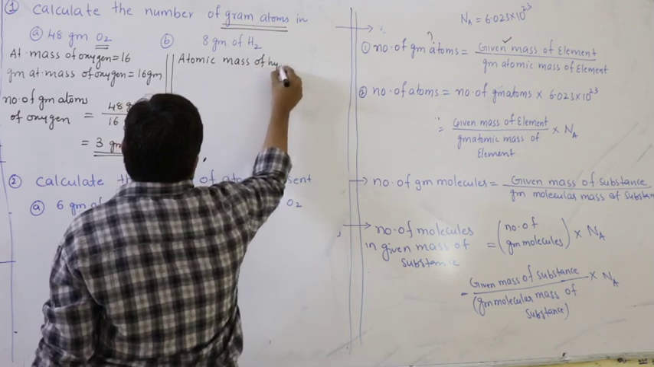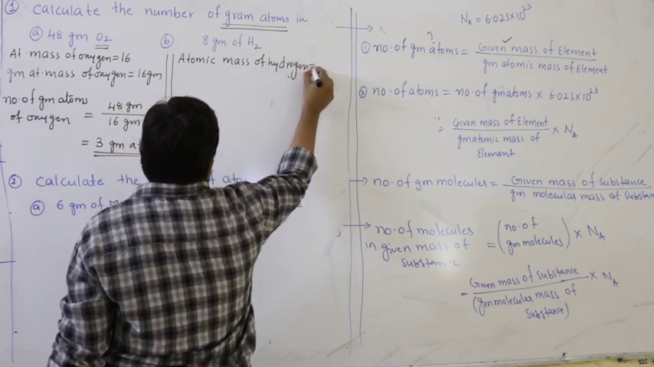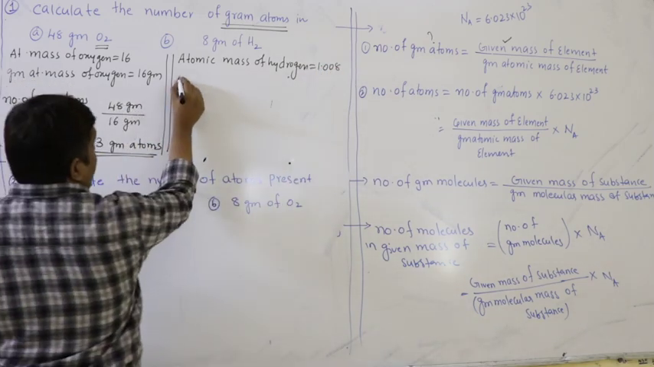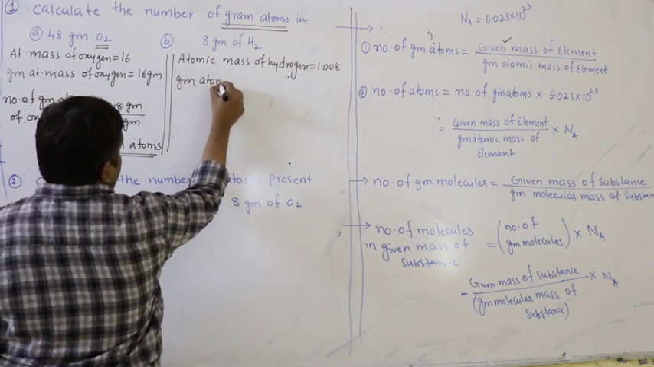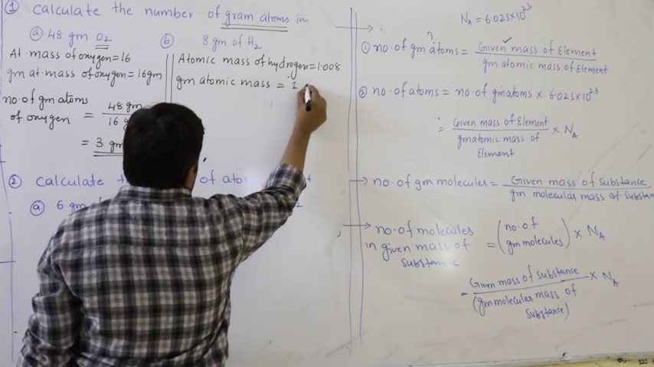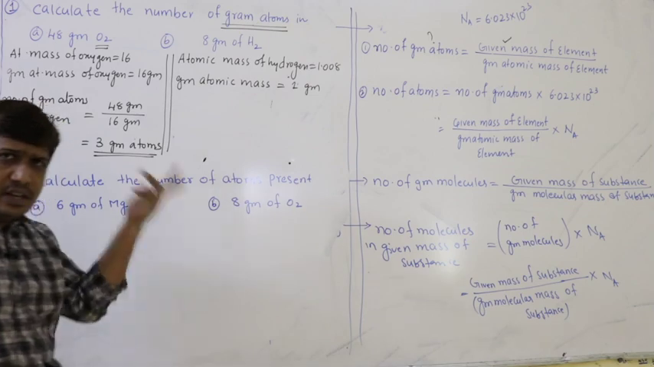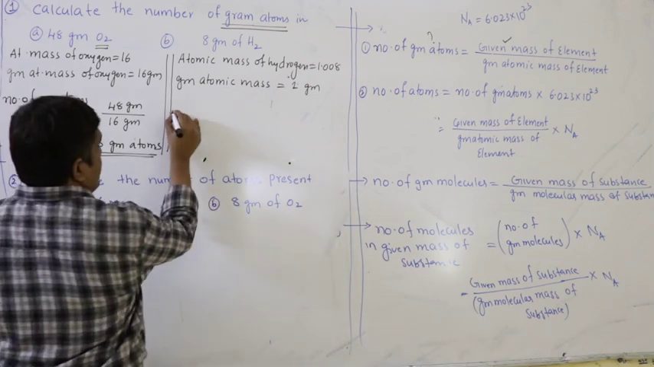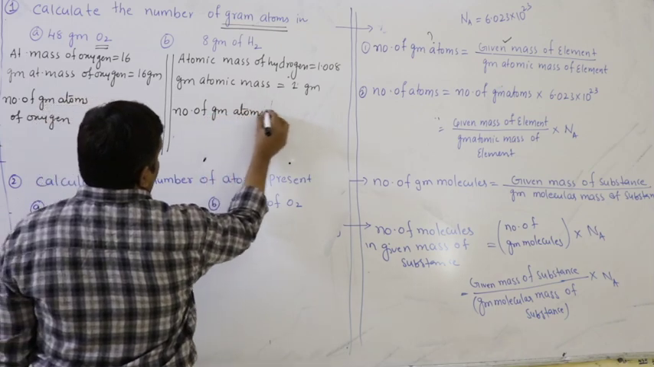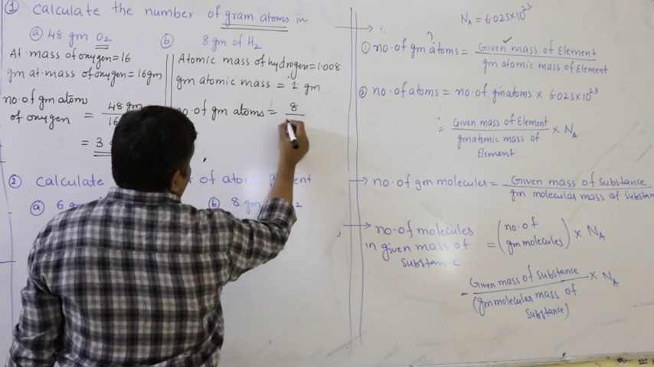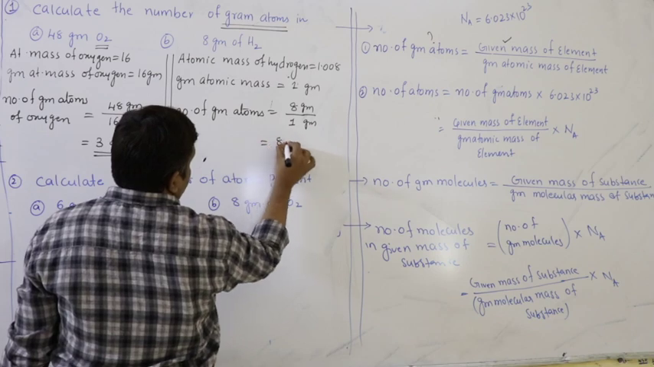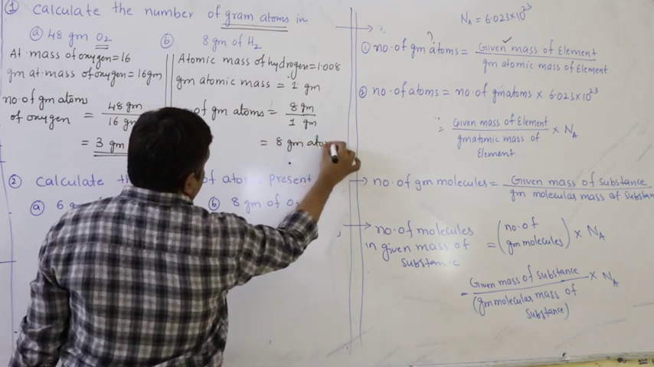Atomic mass of hydrogen is equal to what? 1.008, approximately we take it as 1. We require gram atomic mass of hydrogen, which is equal to 1. I am taking approximately 1 gram, expressing in grams to cancel the units. Next, number of gram atoms, given mass. What is the given mass? 8 by gram atomic mass. 8 grams by gram atomic mass, which is 1 gram. So you will get 8 gram atoms of hydrogen.